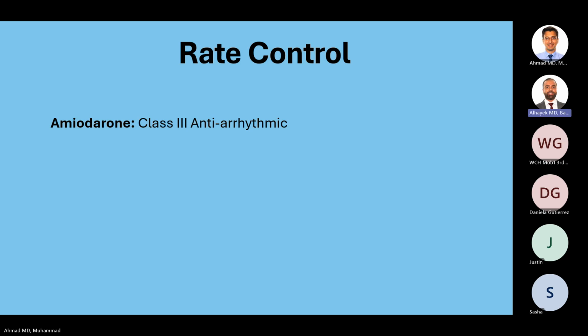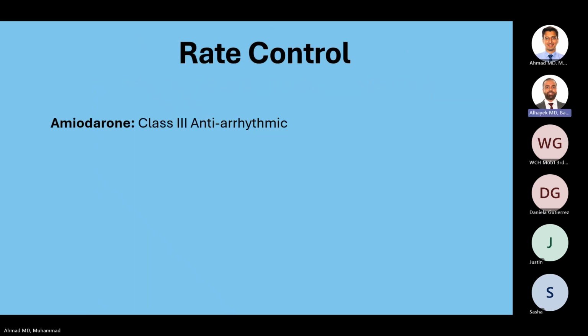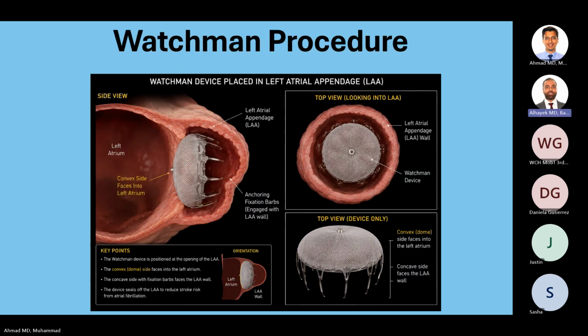It's given IV as a 150 milligram bolus, then transitioned into a drip. So consult with the cardiologist prior to giving amiodarone, okay? Ask the cardiologist if it's acceptable. Yeah, exactly. This one would switch the rhythm as well.